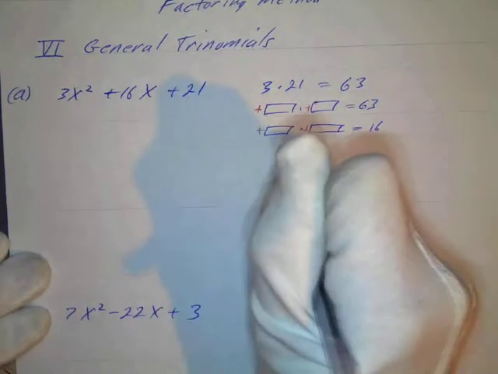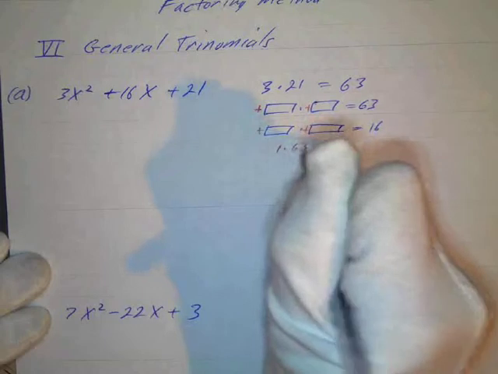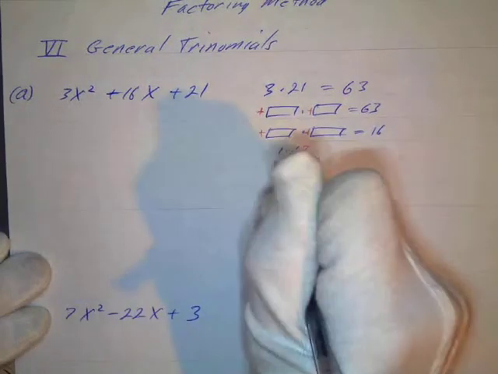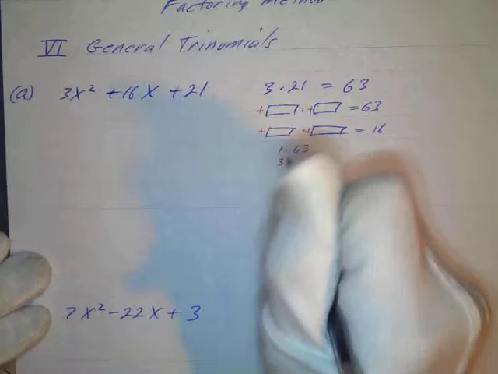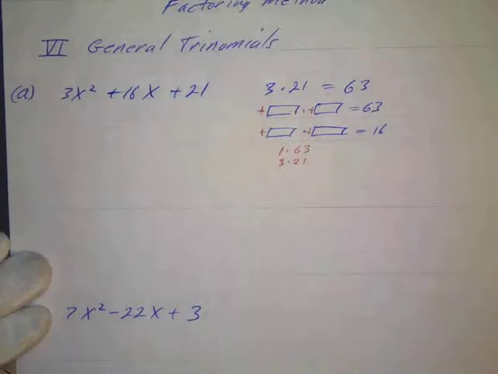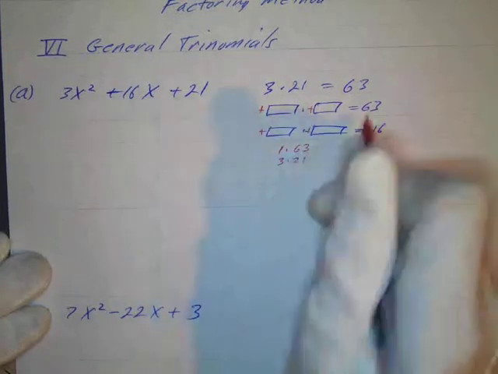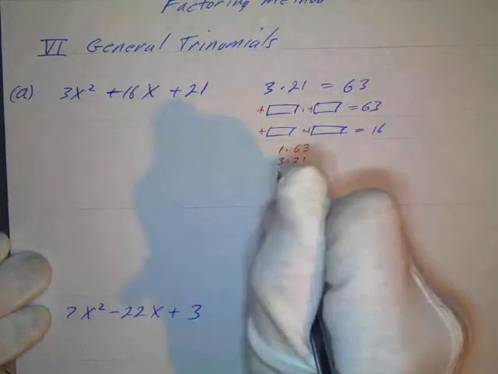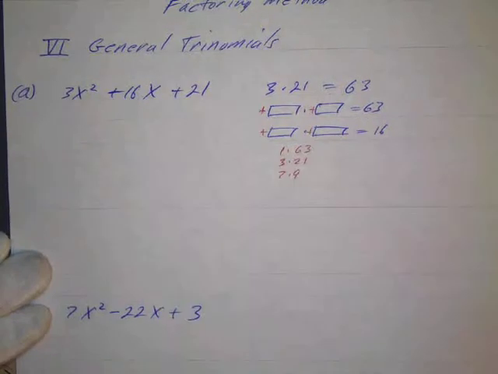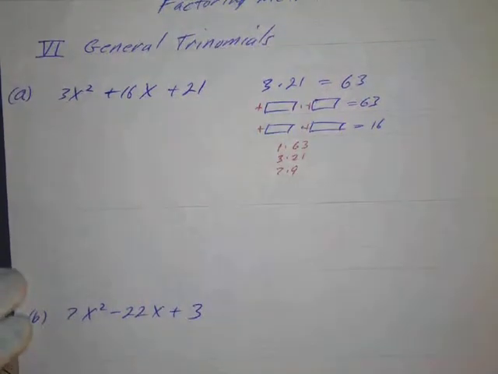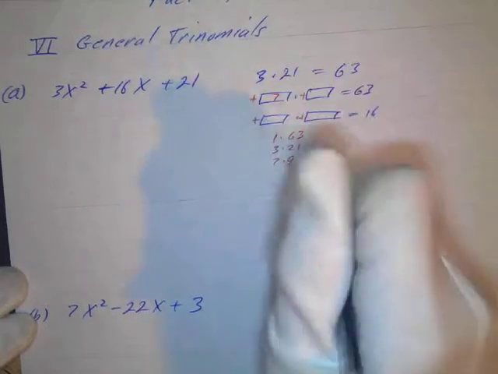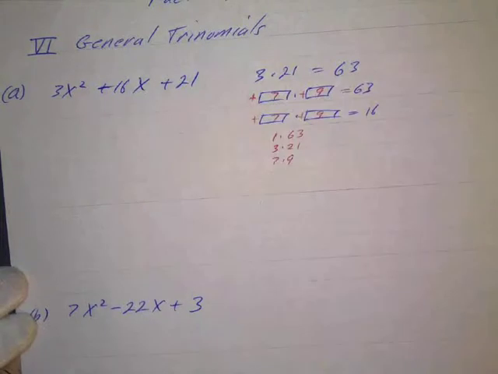So we can try 1 times 63, but they don't add to be 16. 2 doesn't go in there. 3 goes into 63 21 times. That's not going to work. They don't add to be 16, that would be 24. 4 doesn't go into 63. 5 doesn't go into 63. 6 doesn't go into 63. 7 does go in there 9 times, and there we go. Those two numbers work. So I can just use 7 and 9, and that's going to work.